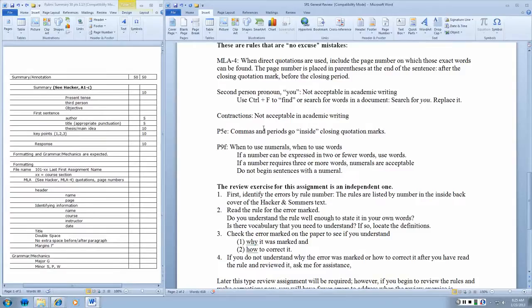Contractions are not acceptable in academic writing. I know that some of your readings will include them, but this is a practice that you need to be aware of. It's considered to be more informal or conversational.